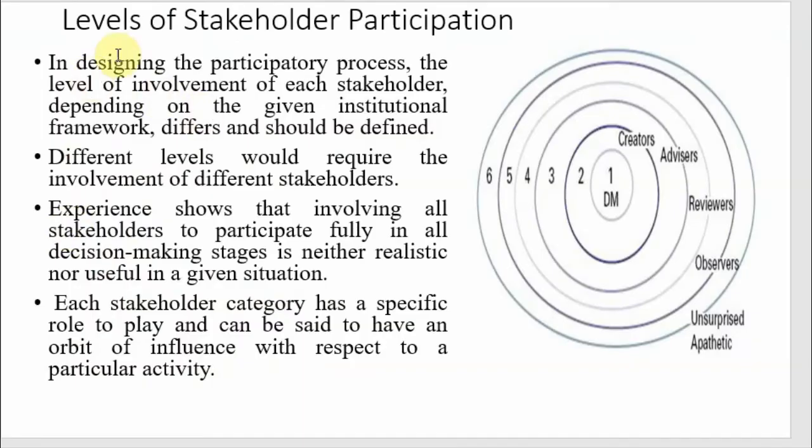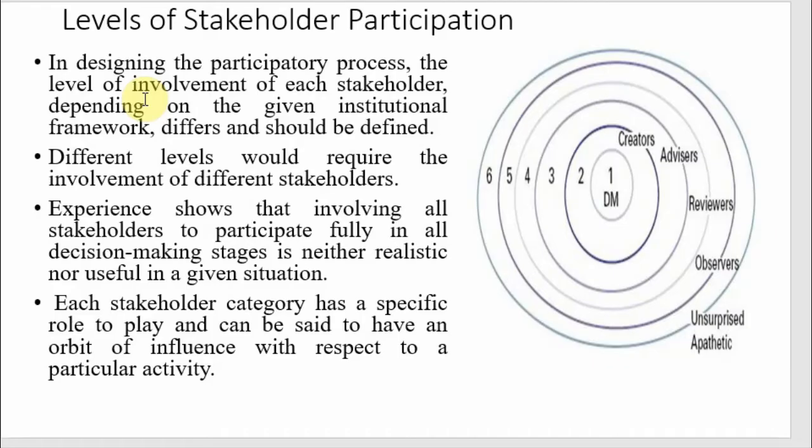The next thing is the level of stakeholder participation. You can see 6 levels of stakeholder participation in this. In designing a participatory process, the level of involvement of stakeholders is very necessary, and it depends on the given institutional framework, and it may differ and should also be defined. Now, different levels would require involvement of different stakeholders.